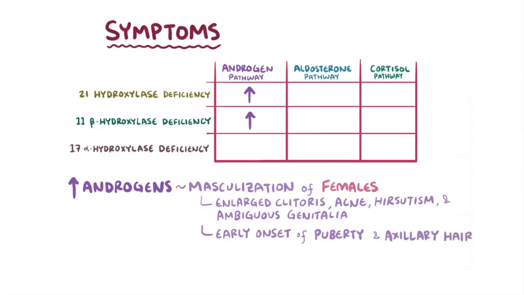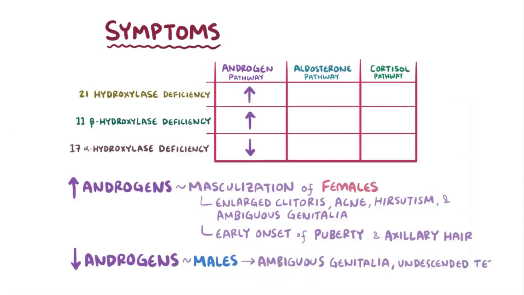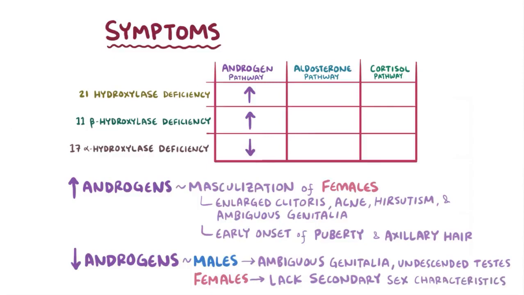It could also cause early onset of puberty in females, and early appearance of pubic and axillary hair. On the flip side, in 17 alpha hydroxylase deficiency, there are low levels of androgens, so males might have ambiguous genitalia and undescended testes, while females might lack secondary sex characteristics like pubic and axillary hair.